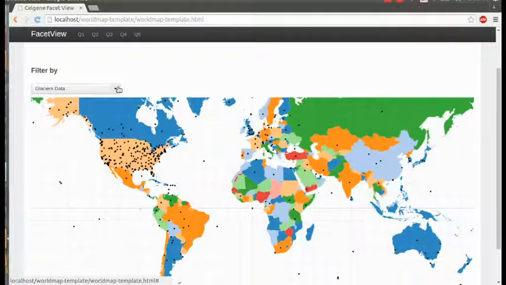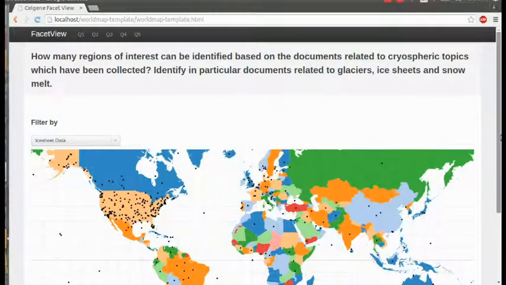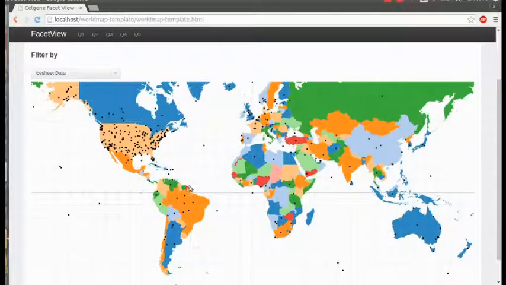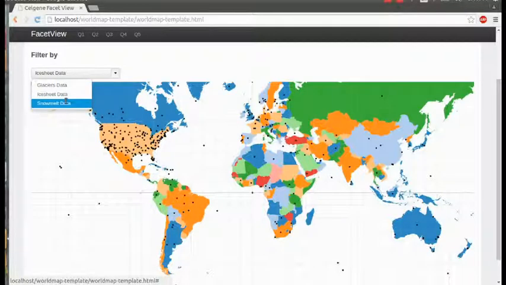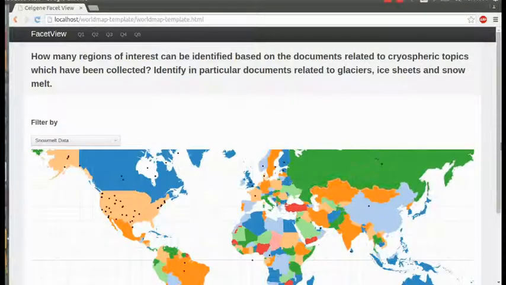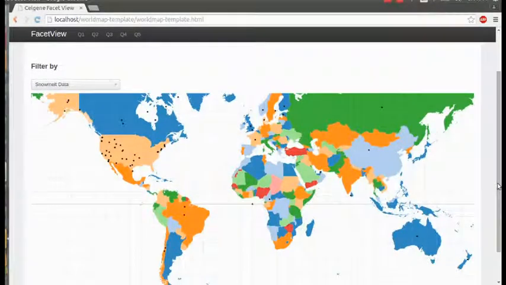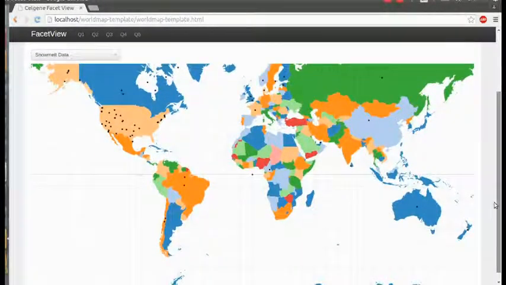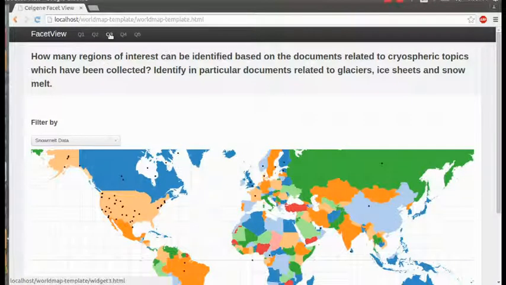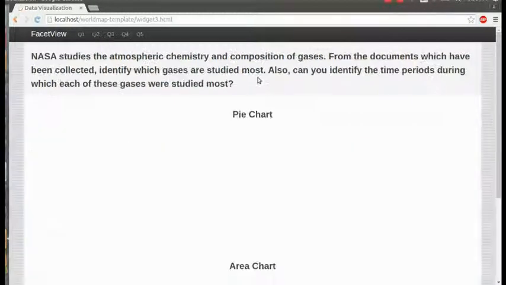Let's select some other data, which is ice sheet data. Again, as you can see, the concentration of locations is more in the USA and Canada, while a little bit in Europe as well. The third type of data we have is snowmelt data. As you can see, the number of documents which talk about snowmelt are relatively fewer than the other two topics. Now let's have a look at query 3.